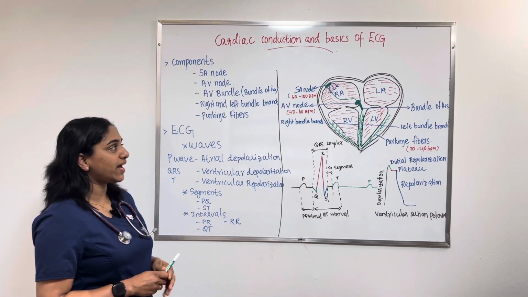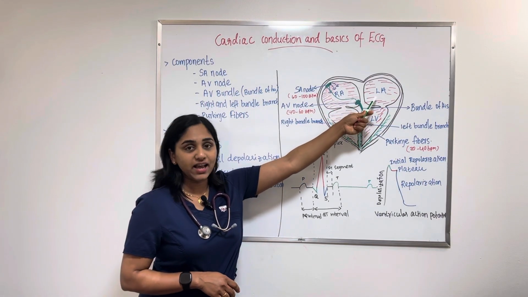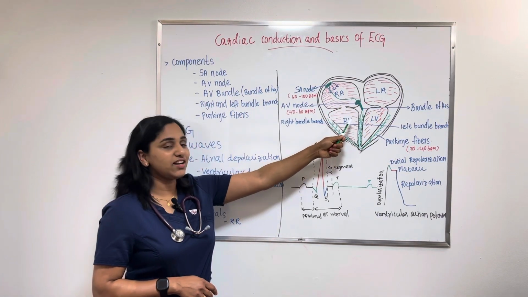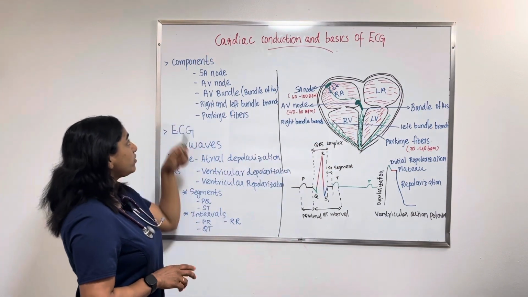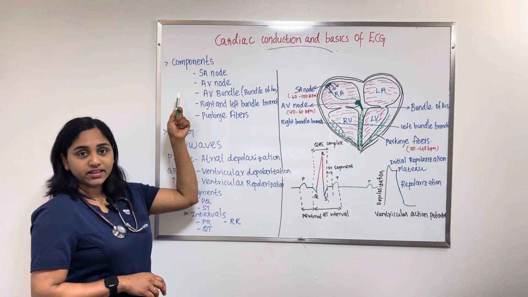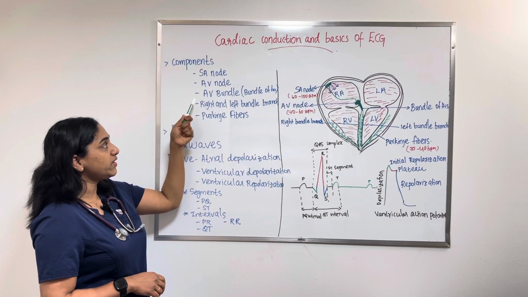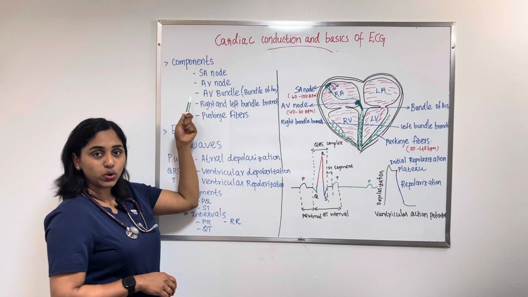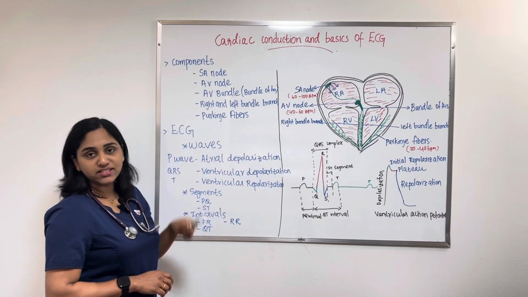As we all know, the heart has four chambers, that is right atrium, left atrium, right ventricle and left ventricle. So when we study the cardiac conduction system, the main important components are SA node, AV node, AV bundle, it is also called bundle of His, right and left bundle branch and Purkinje fibers.